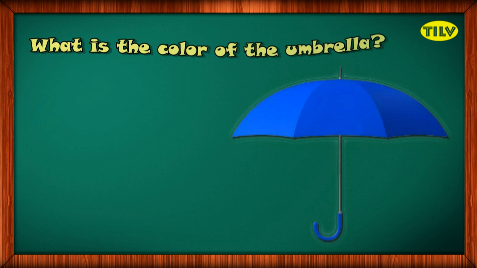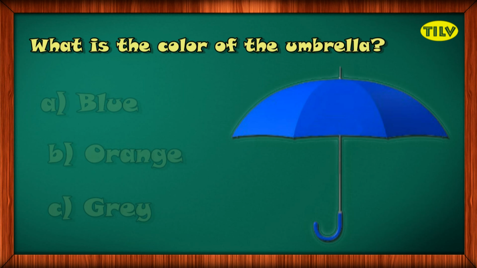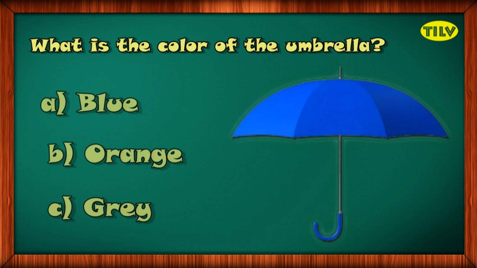What is the color of the umbrella? A. Blue. B. Orange. C. Gray.